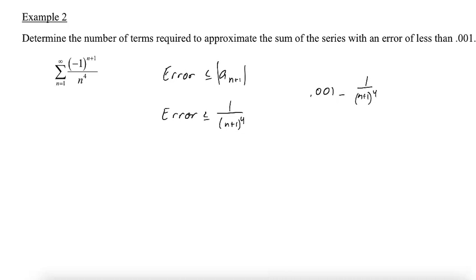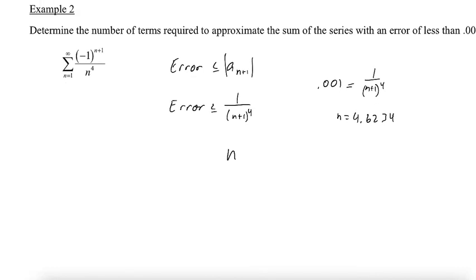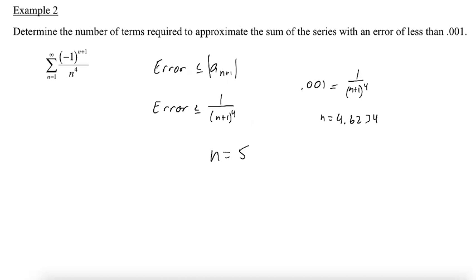So I figure out where it is equal to 0.001. I wanted that to be equals. So let's see, if I go in and figure out what that is, that comes out as 4.6234. So what that means is I must go to 5 terms such that my error is less than this 0.001 value. And that's it. That's all they're looking for here.